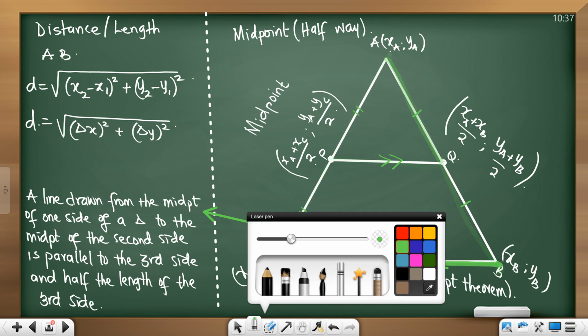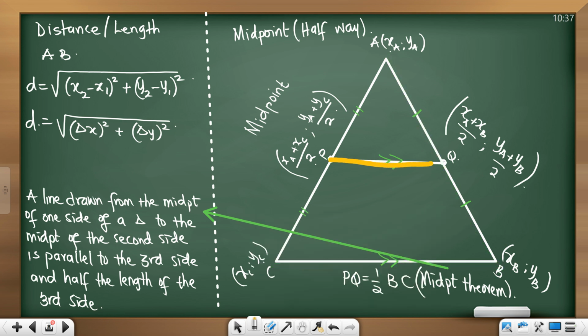Or, listen to the other part of the theorem. A line drawn from the midpoint of one side parallel to the second, this becomes my second side now, will what? Pass through the midpoint of the third side, and its length is still what? Half.